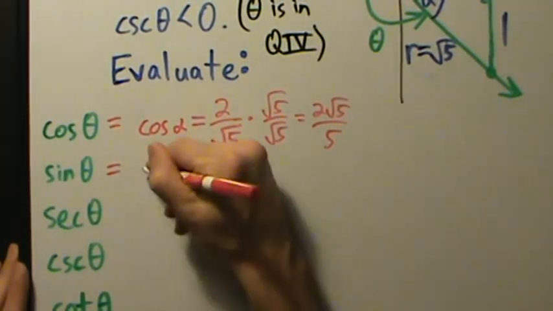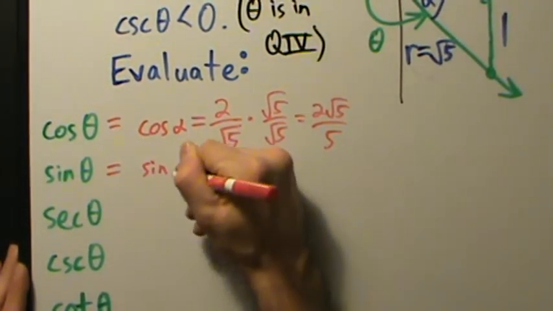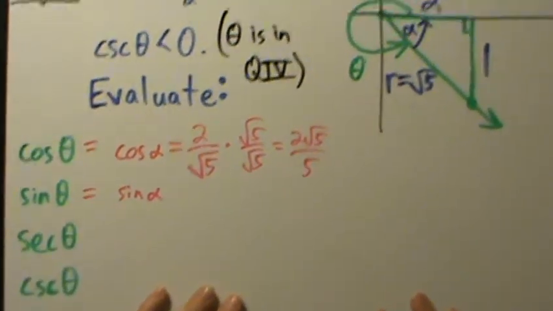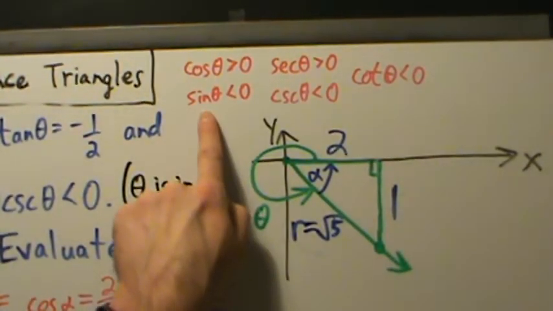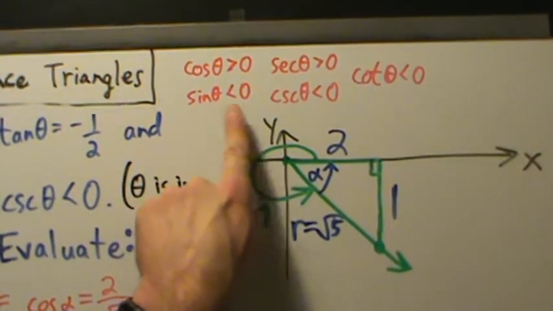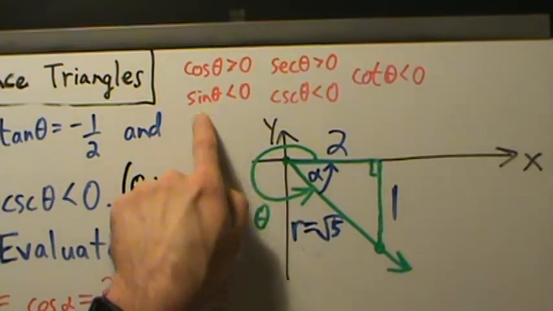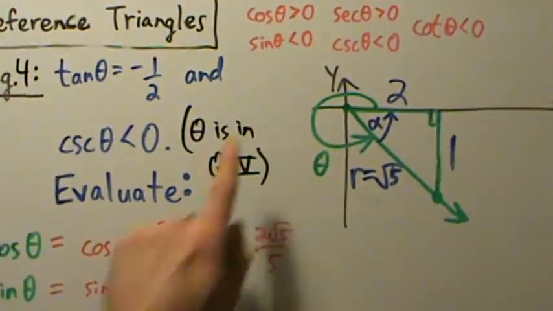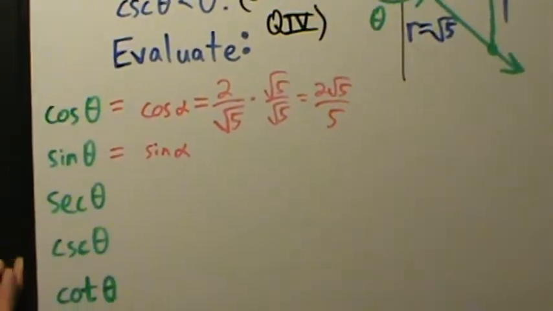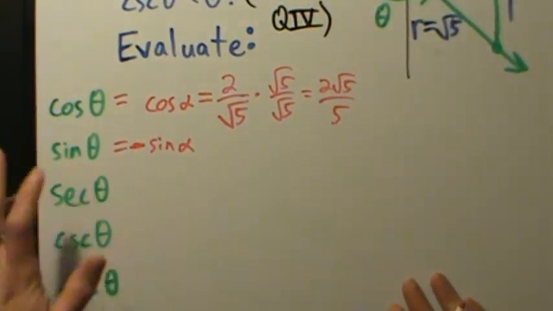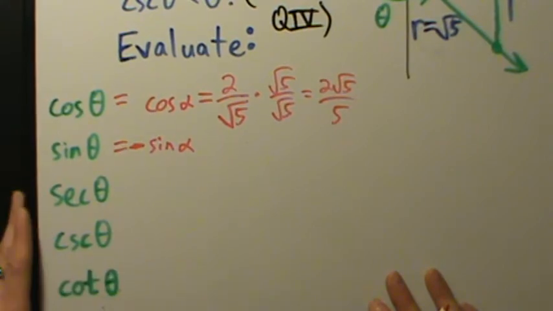So the sine of theta, because of reference angles, is the same thing as the sine of alpha, but we might have to slap on a minus sign here. Do we? Yes, we do, because sine of theta is negative. Remember, sine of theta is negative because theta is in quadrant 4, and if you're in quadrant 4, the sine is negative. So we have to slap on a minus sign here to guarantee that sine of theta becomes negative. That's just how reference angles work.